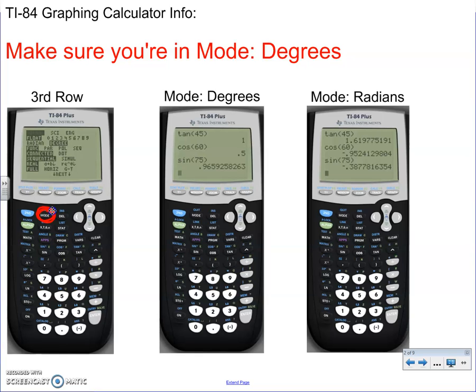If you're in mode degrees, you're going to get specific answers. For example, the tangent of 45 degrees is 1. If you're in radians, you get a different answer. This is read as the tangent of 45 radians, which is not 45 degrees, which gives you 1.0 or 61, blah, blah.